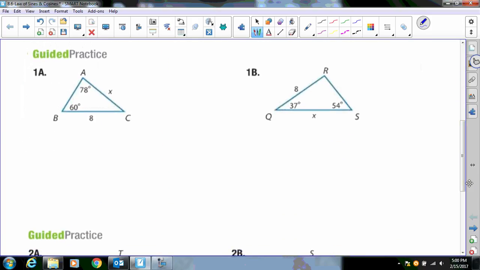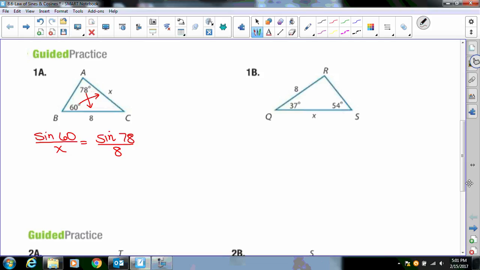So in this first triangle, what you should notice is you're given two angles, and you're only given one side length, that 8. So this would be an example of when you would want to use the law of sines because you have more angles than sides. So 78 goes with 8 and 60 goes with x because you put the side that's opposite the angle together. So sine of 60 over its opposite side x would be equal to sine 78 over its opposite side 8.